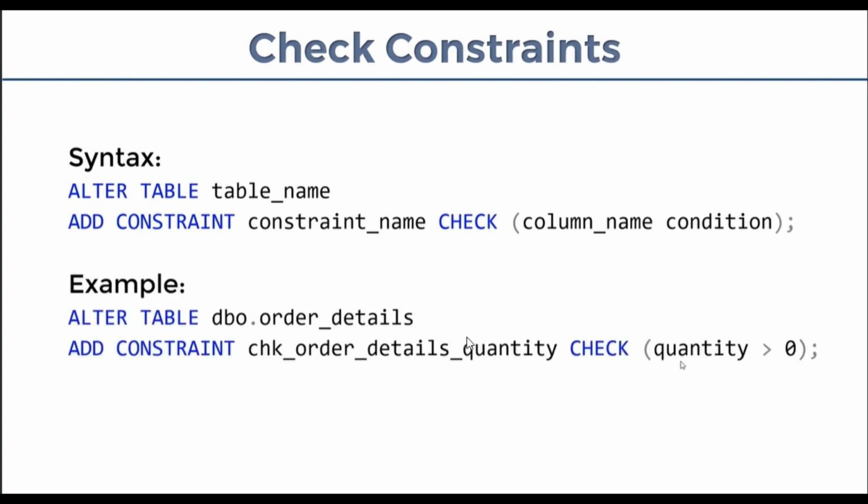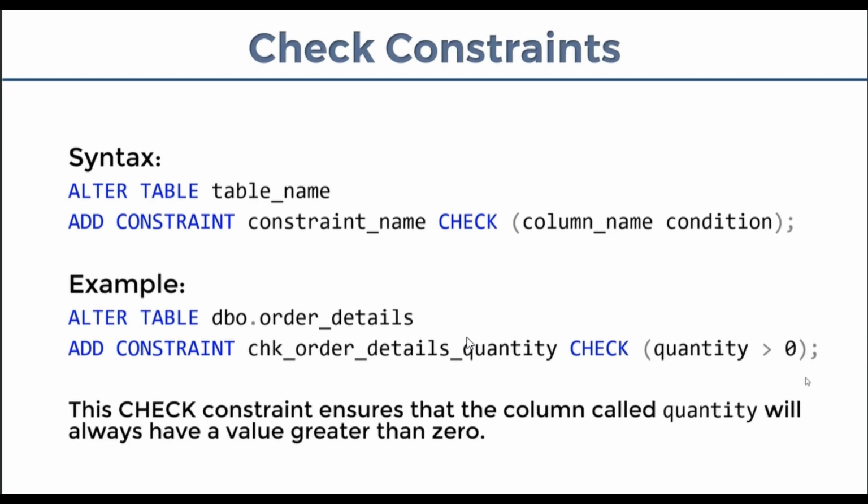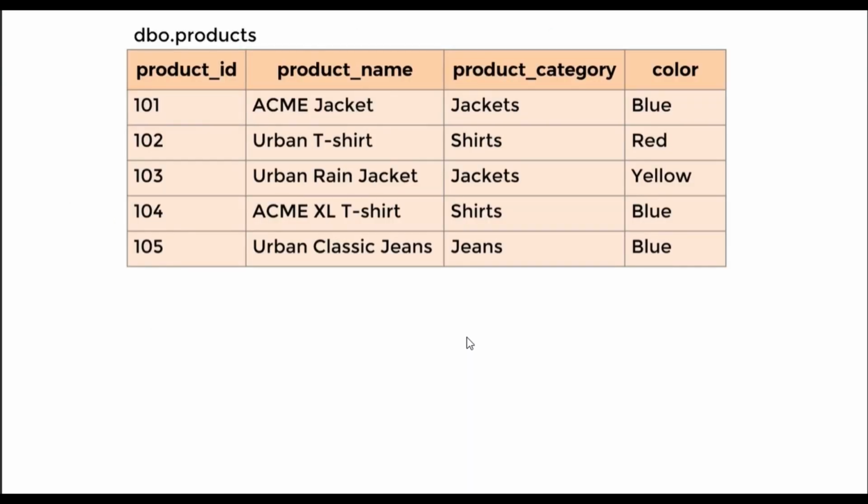For example, alter table db.order_details, add constraint check_order_details_quantity, check quantity should be greater than 0. So you can't give a quantity less than 0. The check constraint ensures that the column called quantity will always have a value greater than 0. It could not be -1, -2, less than 0, like that.